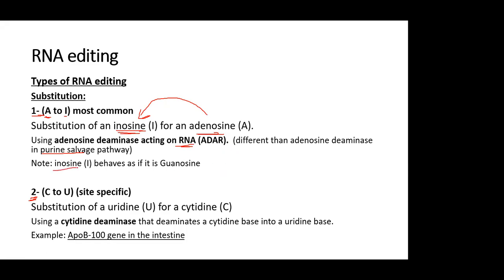Note, the inosine usually will act like guanosine. A will be changed to I. Don't get mixed up. So A, adenosine, will be changed to inosine. How I think about it, I would have AI, and think of AI with a small arrow saying that the adenosine will be changed to inosine. AI, for me, the way I remember it, is AI.